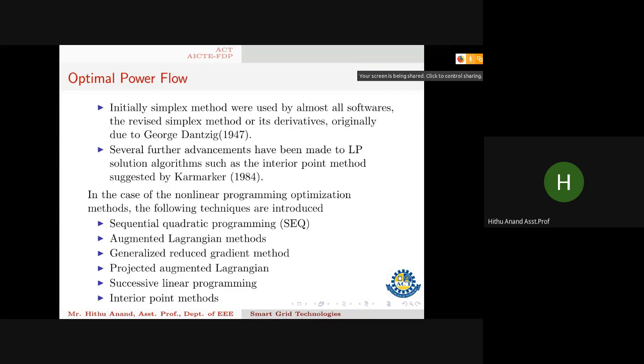Okay, so next is how we used to solve this optimal power flow. Usually we used the simplex method. We might have studied this in our PG or UG, or we might have studied the mathematical method of simplex in solving problems. And in 1984, the interior point method was suggested.